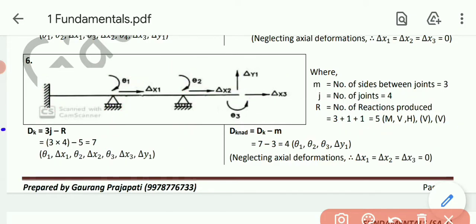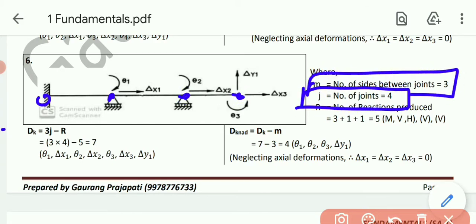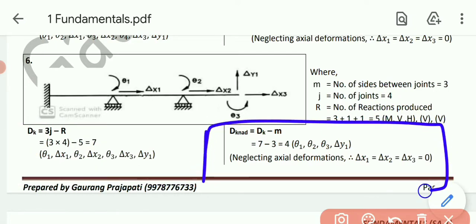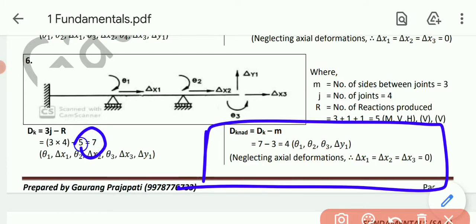So J, number of joints: 1, 2, 3, 4. And M, number of sides between the joints 1, 2, 3, that is 3. Let's put down the answer: 3J minus R. Joints are 4, R is 5. So 3 times 4 is 12, minus 5, the answer comes 7, and you can count 1, 2, 3, 4, 5, 6, 7, a total of 7 displacements are there. Then DKN, that is DK minus M, DK is 7 minus M, that is 3, the answer comes 4.